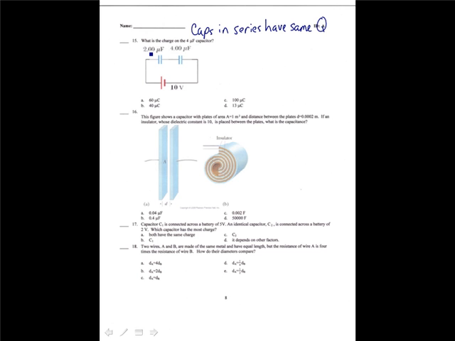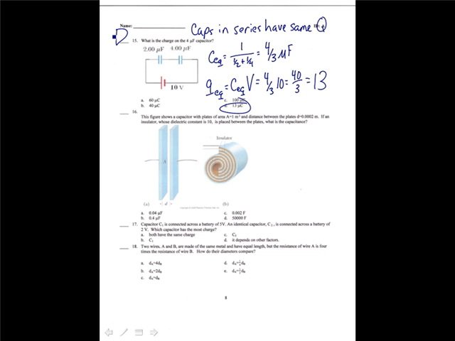So first we need to find out what is the equivalent capacitance. The equivalent capacitance, just like I did before, is 1 over 2 plus 1 over 4, and that's equal to 1 over 3/4, which is 4/3 microfarads. And then I want to find out what is the charge on that equivalent capacitance. That's equal to the equivalent capacitance times the potential, which is 4/3 times 10. 40 over 3, which is equal to 13, roughly. Alright, so the answer is D.